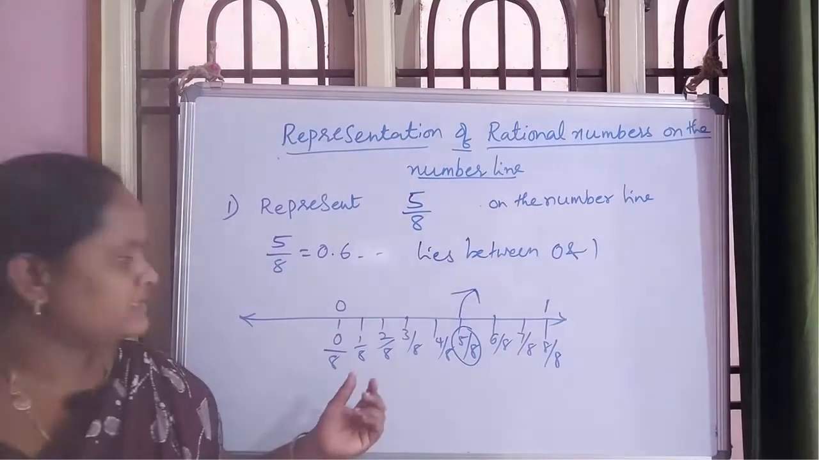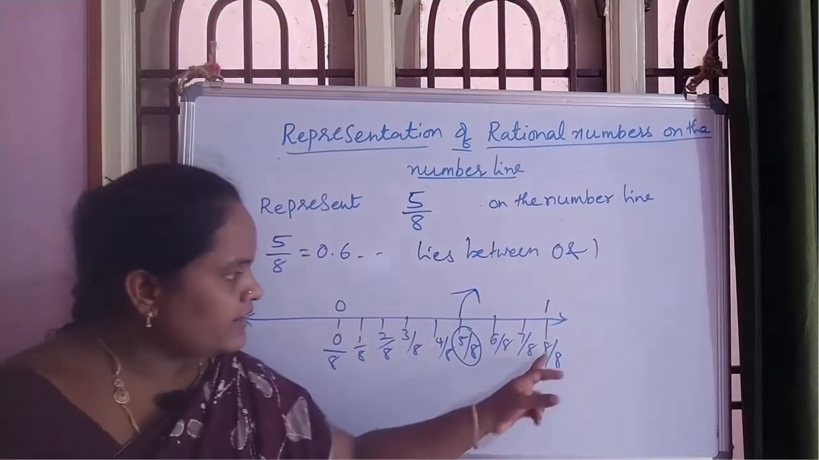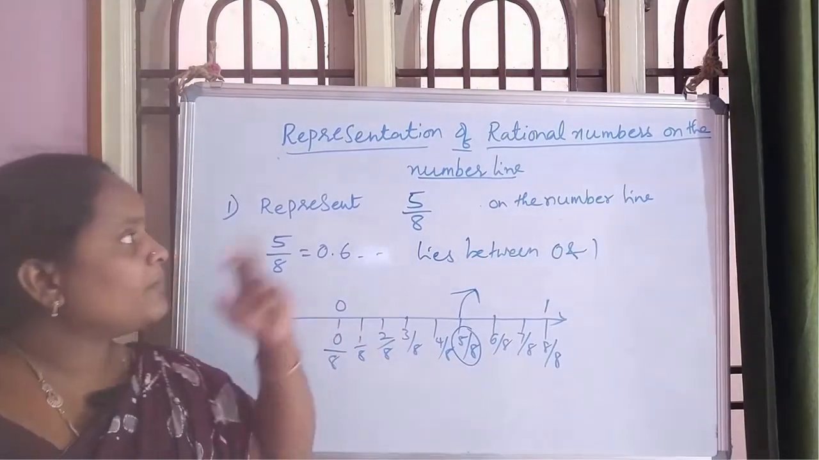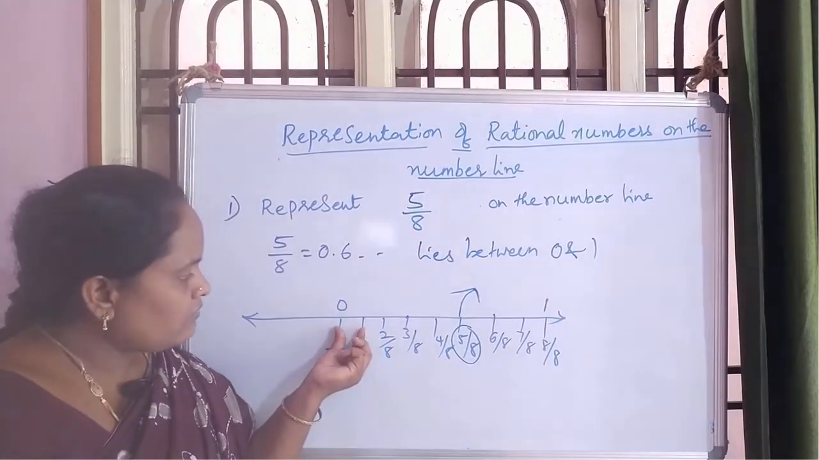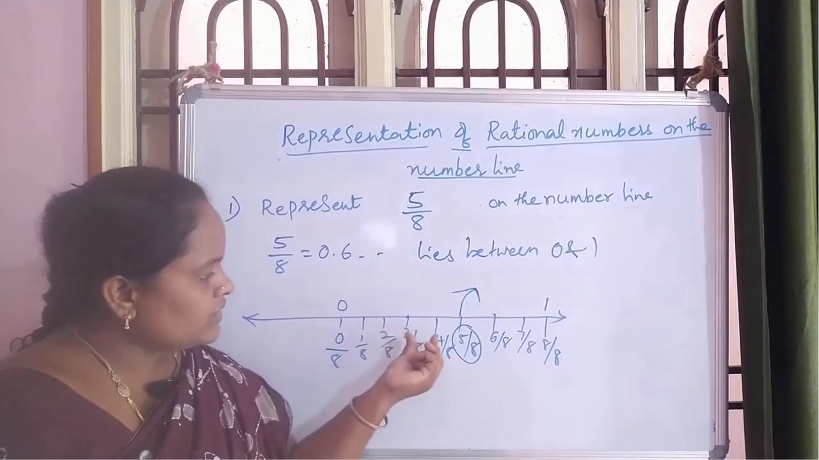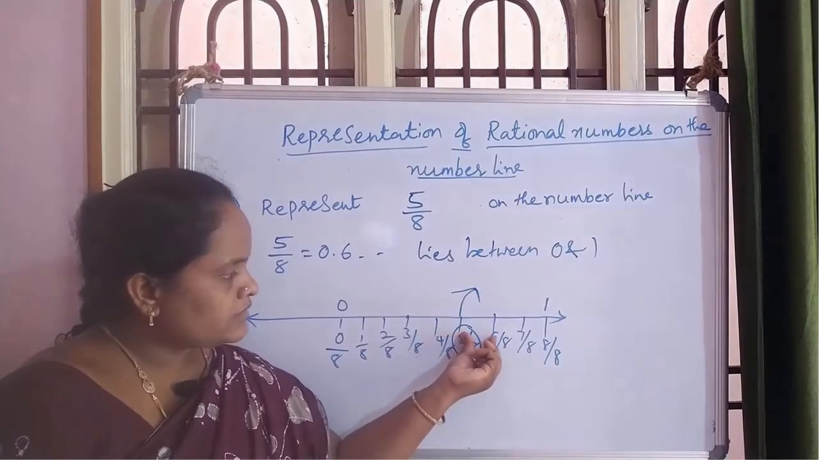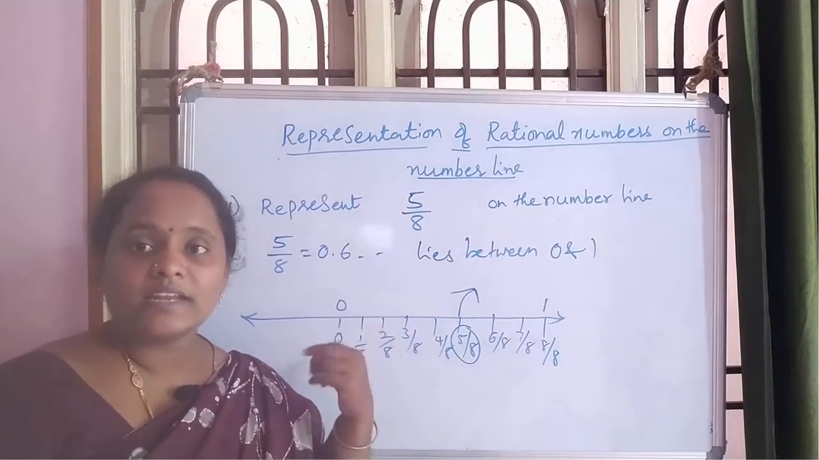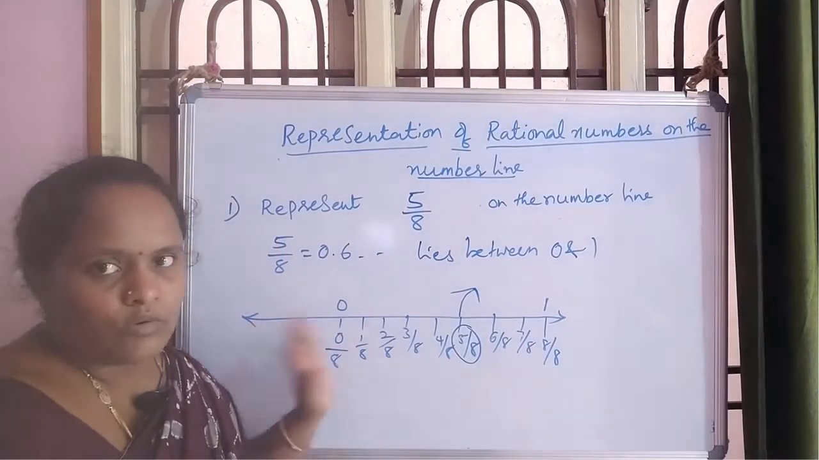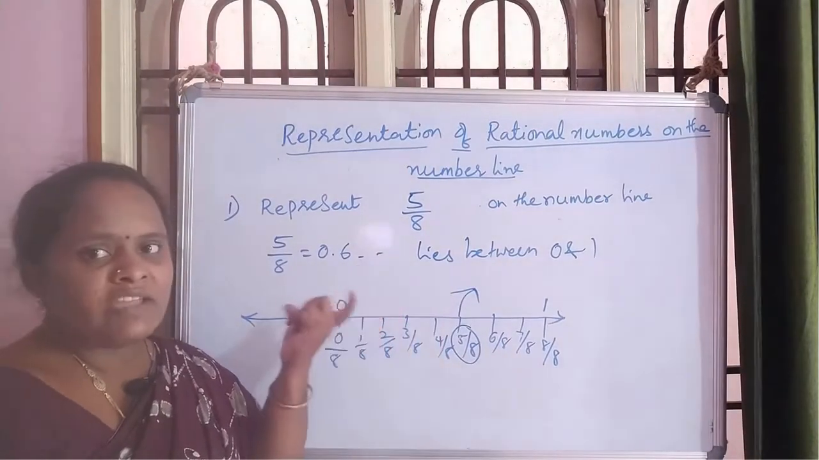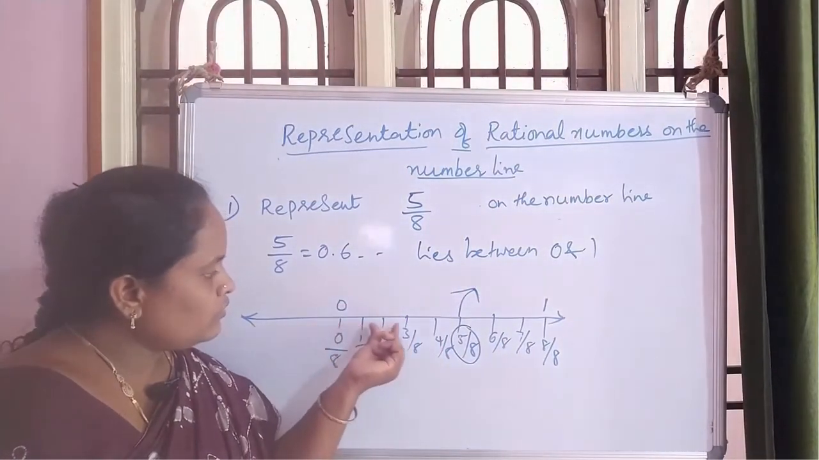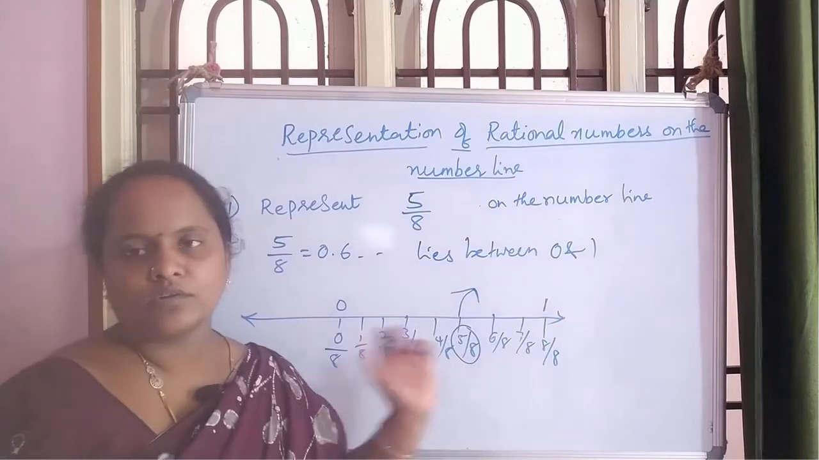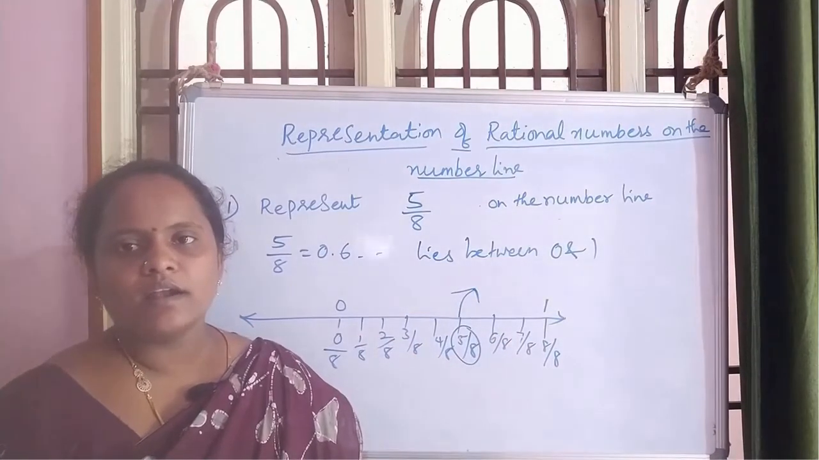Here 5 by 8 means the portion between 0 by 8 and 8 by 8, that is the portion between 0 and 1, is divided into 8 equal parts. 8 is the denominator. You can see here 1, 2, third portion, 4th, 5th, 6th, 7th, 8th. By drawing 7 small lines you got 8 portions. Out of the total portion, 5 by 8 means you need to take 5 portions. So 1, 2, 3, 4, 5. This indicates the fifth part of the total portion in between 0 and 1.